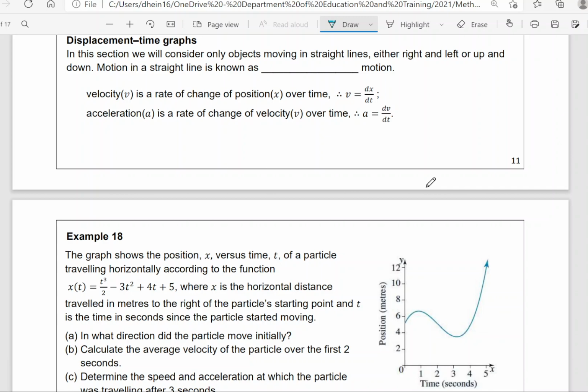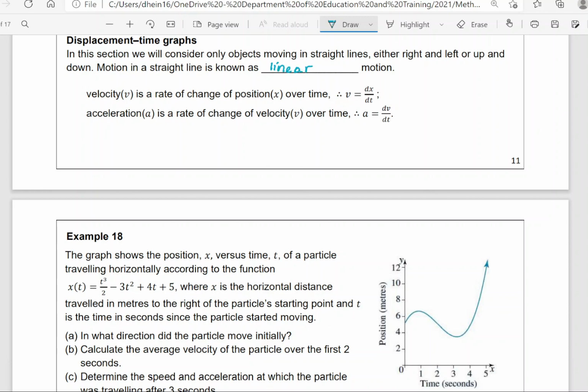So today we're carrying on with displacement time graphs. In this section, we will only consider objects moving in straight lines, either right and left or up and down. We're not concerned with 2 dimensions or 3 dimensions. We're just looking in a straight line, also known as linear motion.